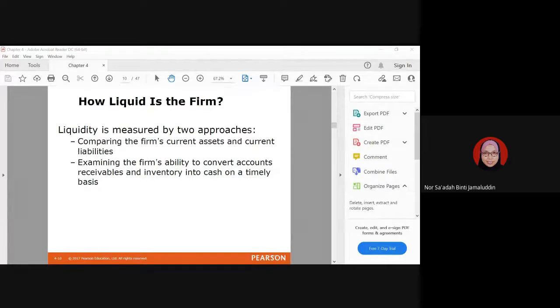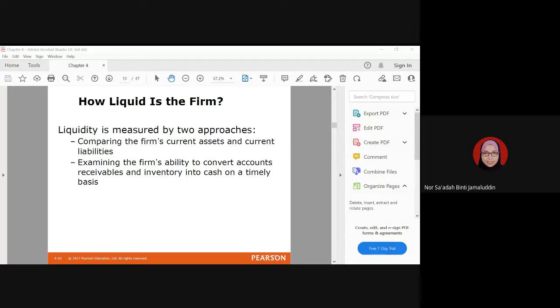So cara untuk anda mengira kadar kecairan ini ada dua kaedah. Yang pertama adalah anda kena bandingkan aset semasa. So the important part is current asset, bukan total asset, but you must compare the current asset with the current liabilities, not the total asset and total liabilities. Because if we say asset consists of two, which is current asset and non-current asset, and when we talk about liabilities there are also two, which is current liabilities and non-current liabilities.